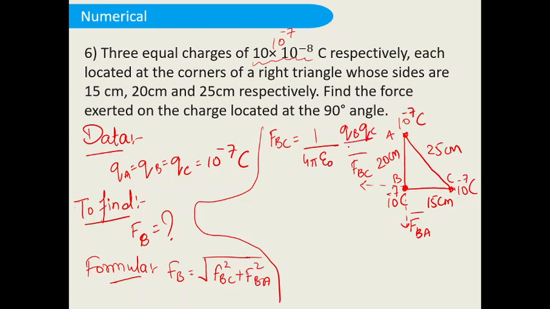QBQC divided by RBC. What is the value of RBC? RBC is 15 centimeter. So we can say RBC is equal to 15 centimeter, or 0.15 meter. Next is FBA. FBA is equal to 1 upon 4 pi epsilon 0 QA divided by RBA square. So here the square term is there. What is the value of RBA? RBA is equal to 20 centimeter.